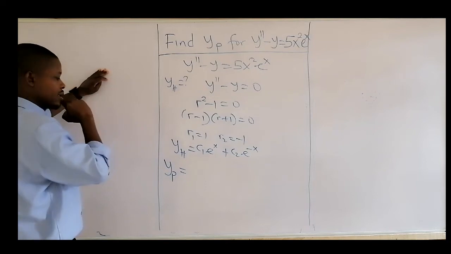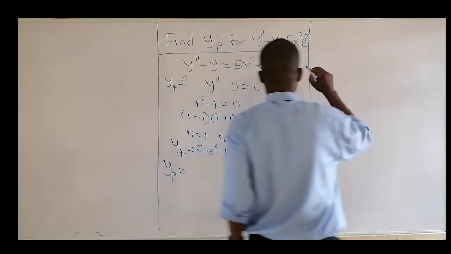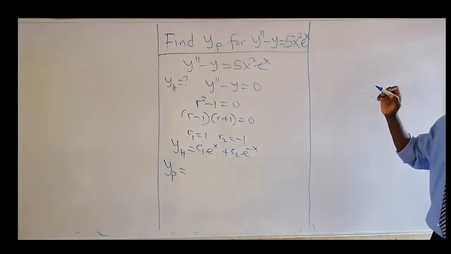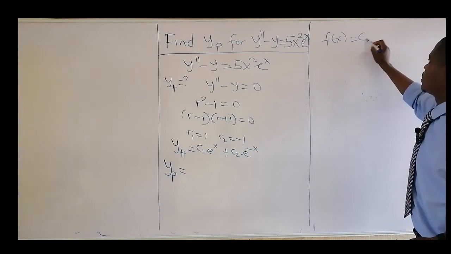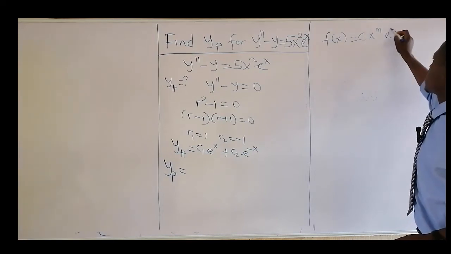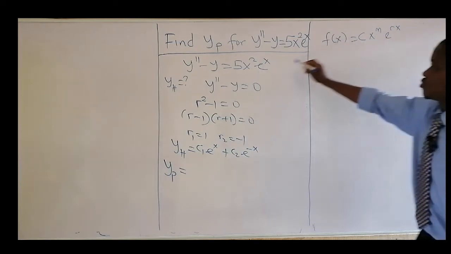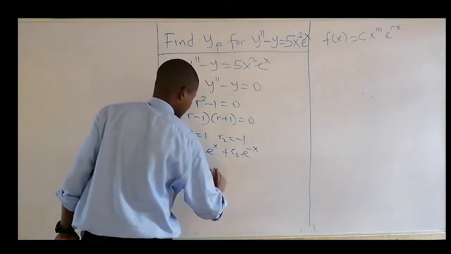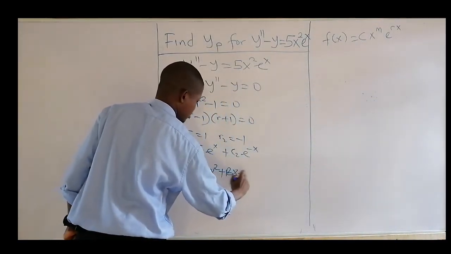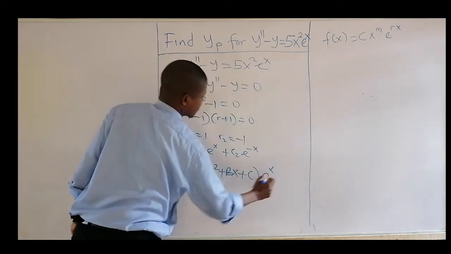The yp is easy. Look at what we have in rule 3 for the undetermined coefficient. We said if f of x is equal to c x^m e^(rx), okay, our m here is 2, which is a quadratic, so that will be equal to Ax squared plus bx plus c, and then put that exponential function by the side.